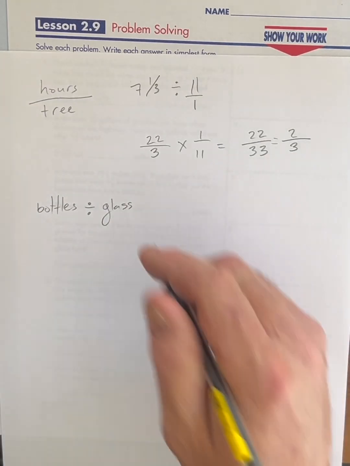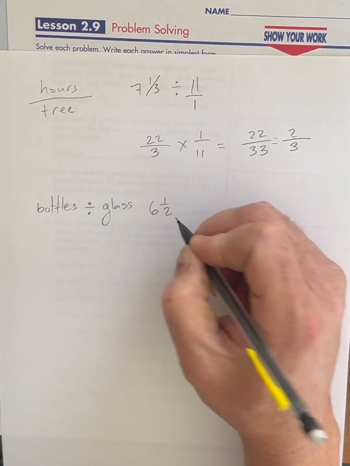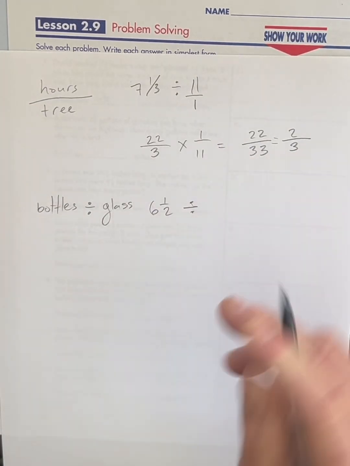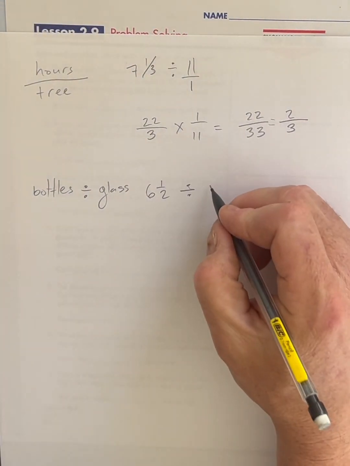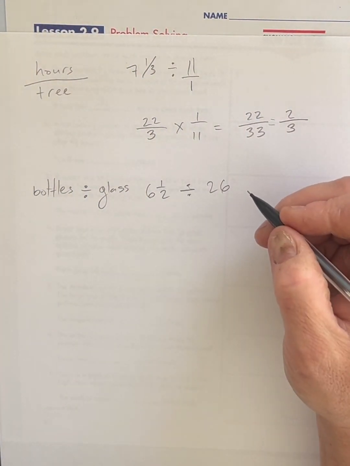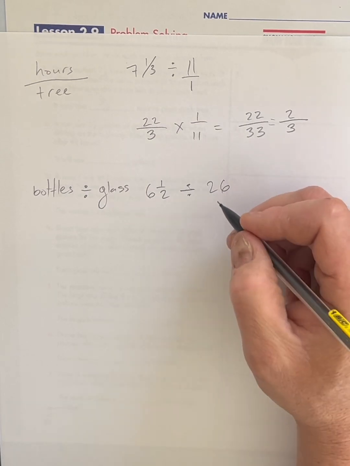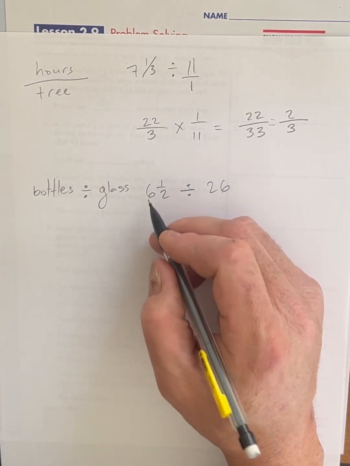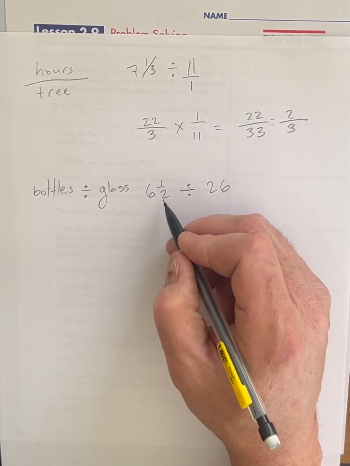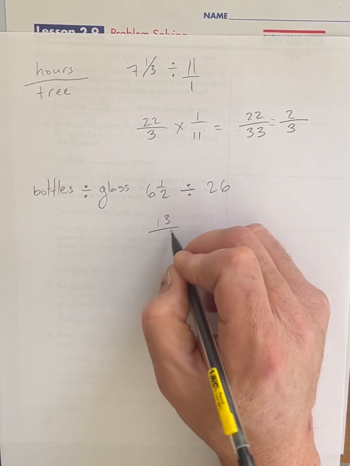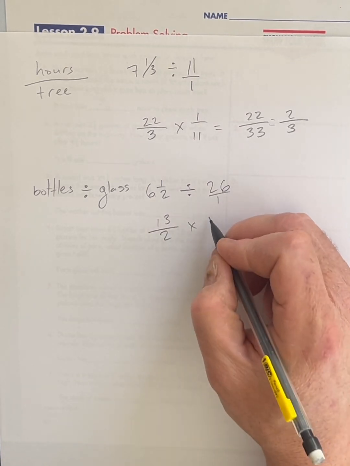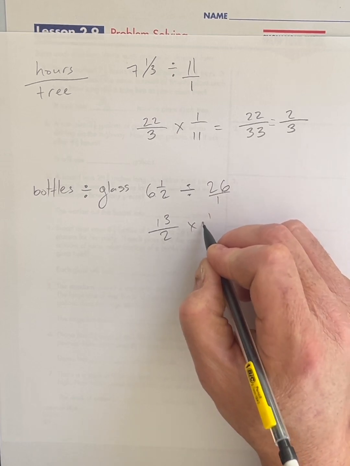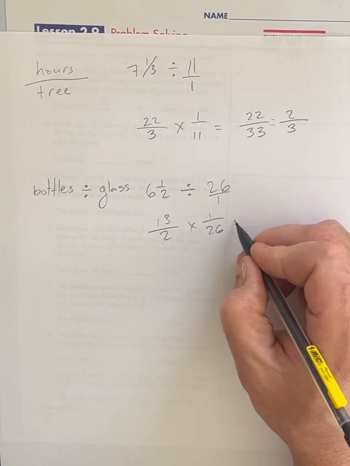Okay, so I got 6.5 divided by 26. And I'm going to do that same thing. I'm going to change this into just a fraction. 6 times 2 is 12, plus 1 is 13 halves, times, and then this is the same as 26 over 1. 13 halves times 1 over 26.